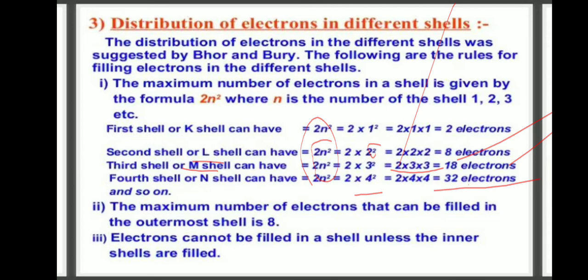The maximum number of electrons that can be filled in the outermost shell is 8. The electrons cannot be filled in a shell unless the inner shells are filled.